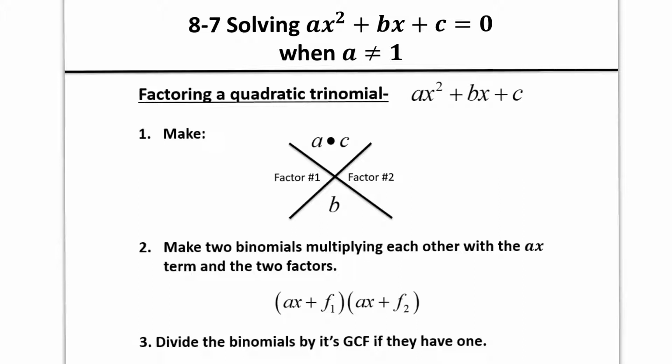So very important, do not forget step number 3, to divide the binomials by its GCF if they have one. If a equals 1, like the previous video, then they're not going to have a GCF. You will not be able to reduce the binomials, I mean divide by the GCF. If a equals 1, you do not have to do that. But when a is not 1, make sure you divide by the GCF if they have one.